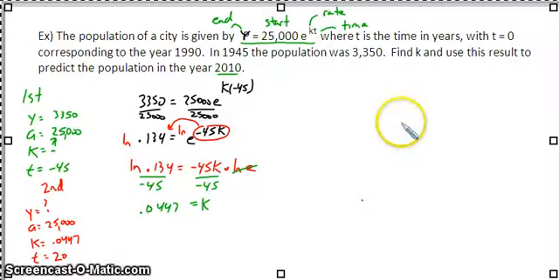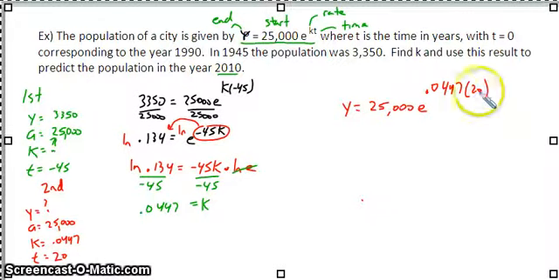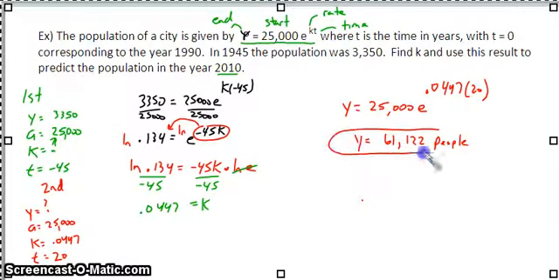So plugging this into our equation, we would say y equals 25,000 e raised to the 0.0447 times your time of 20, and we end up getting a y value of 61,122 if I round it to the nearest person for this answer.